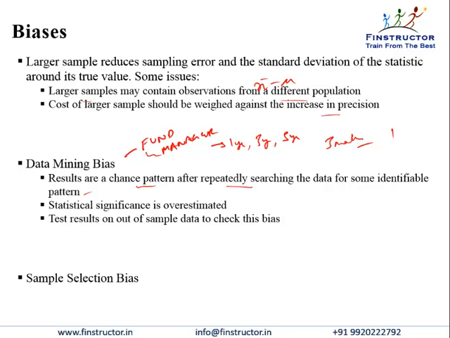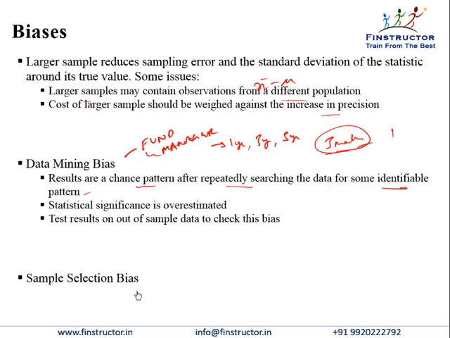So if I cut the data to show only those time periods, that will not be the right thing to do. Data mining bias is when you're looking for some identifiable pattern and hence you're just trying to see phases where that pattern is visible. The statistical significance of this is nothing. It doesn't show any sustainability or consistency. So this bias is something that you should be careful about.